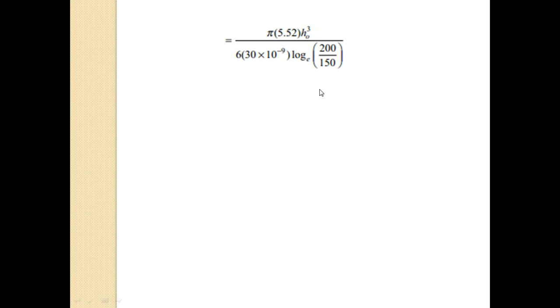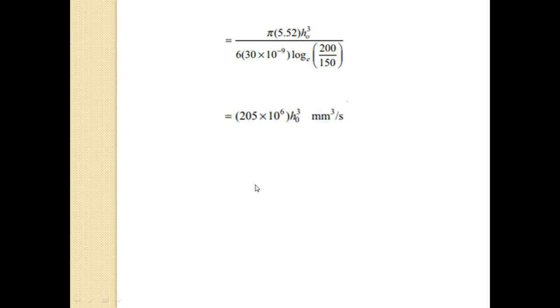After calculating this term, we got here, this h naught cube we keep as it is, because this is the unknown variable. So put it as it is. Now see here, pi into 5.52 divided by this whole term, so this whole term comes to 205 into 10 raised to 6 into h naught cube, cubic mm per second.